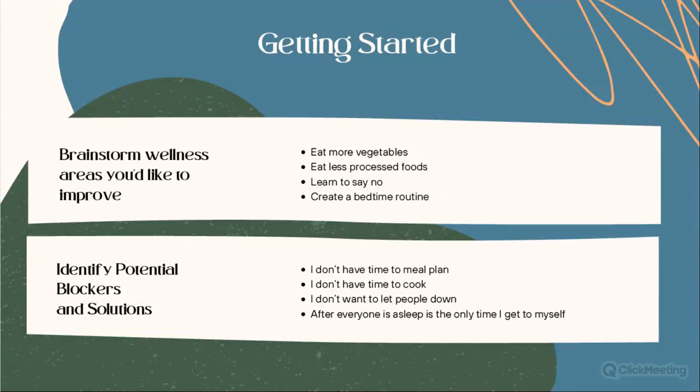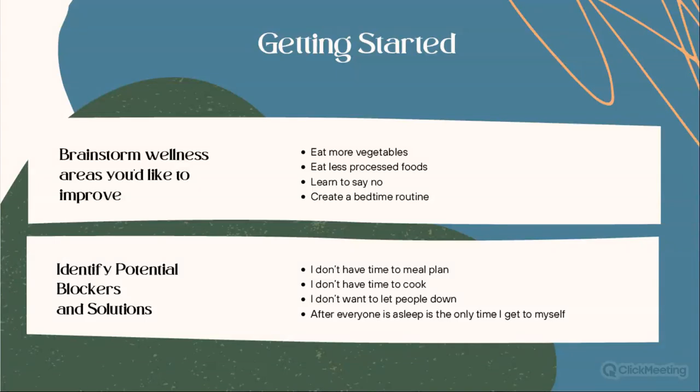And then the next thing is to identify potential blockers and create solutions for those blockers. So potential blockers for adding vegetables or decreasing your processed foods. Maybe it's, I don't have time to meal plan. I don't have time to cook. Learning to say no, maybe it's, I don't want to let people down. Or maybe creating a bedtime routine, your potential blocker is, after everyone is asleep, that's the only time you get to yourself and you just want to do what you want to do.